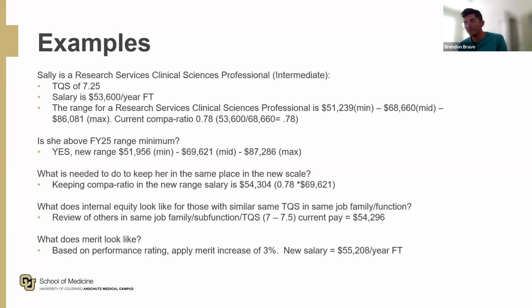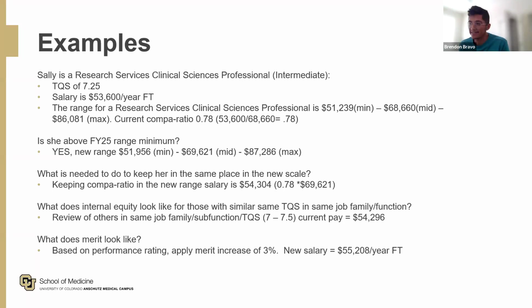So her current comp ratio is 0.78. We got that by taking her current salary and dividing it by our midpoint. Going with the guidance we just went over, the first thing we want to look at is whether she is above the fiscal year 25 range minimum. The answer is yes. Here's what the new range looks like: the minimum is $51,956. Her current salary is above that.